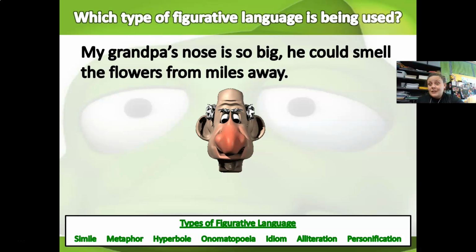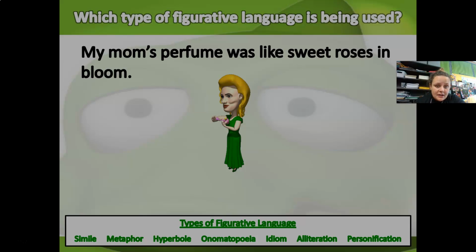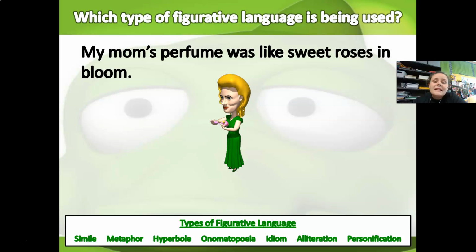My grandpa's nose is so big, he could smell the flowers from miles away. That's exaggerating a little bit. Someone can have a good nose, but they're not going to be able to smell things from miles away. So that's hyperbole. It's an exaggeration. My mom's perfume was like sweet roses in bloom. We hear that word like and it's comparing, so it's a simile.